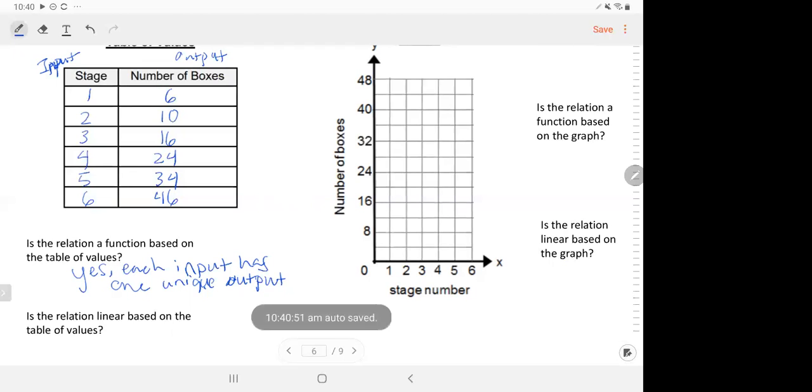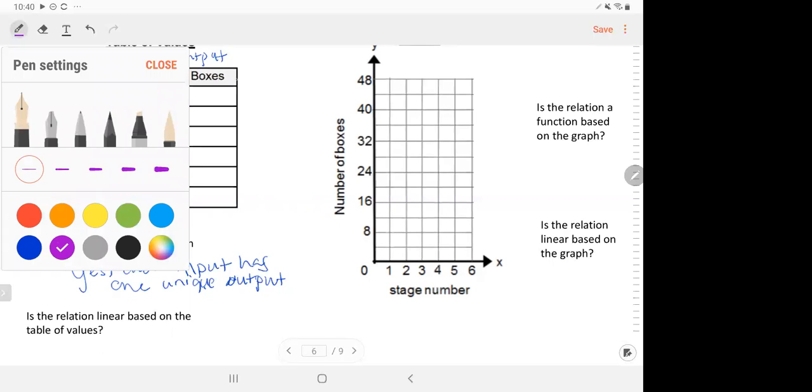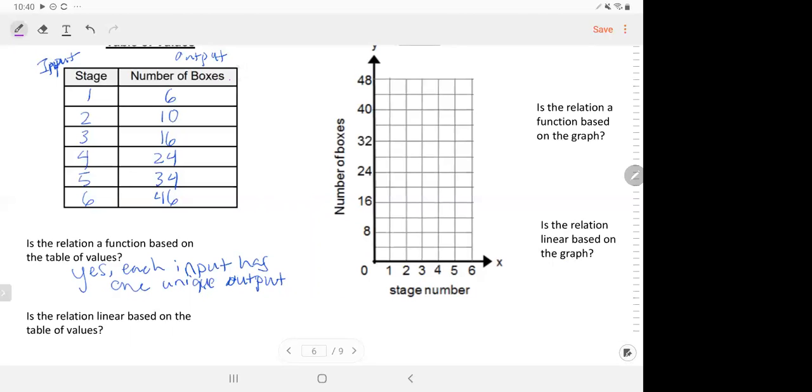And is the relation linear based on the table of values? Well, I'm going to try and find the first difference again, just like we did last time. So I'm just going to write first difference here and try and find the difference between the y values. In order to get from 6 to 10, I have to add 4. To get from 10 to 16, I have to add 6. To get from 16 to 24, I have to add 8. 24 to 34, I have to add 10. And 34 to 46, I have to add 12.